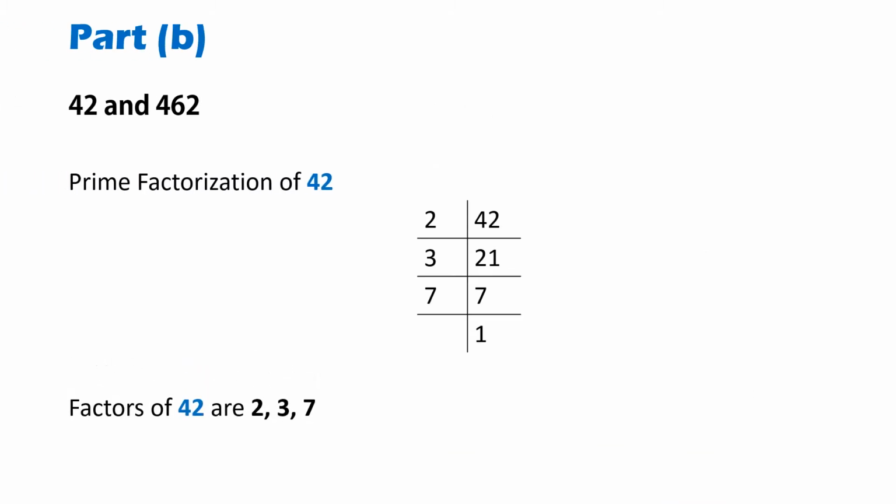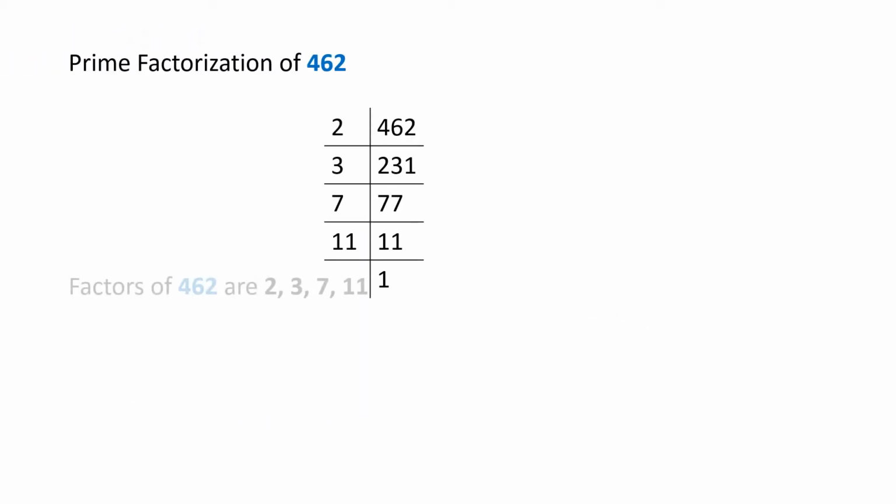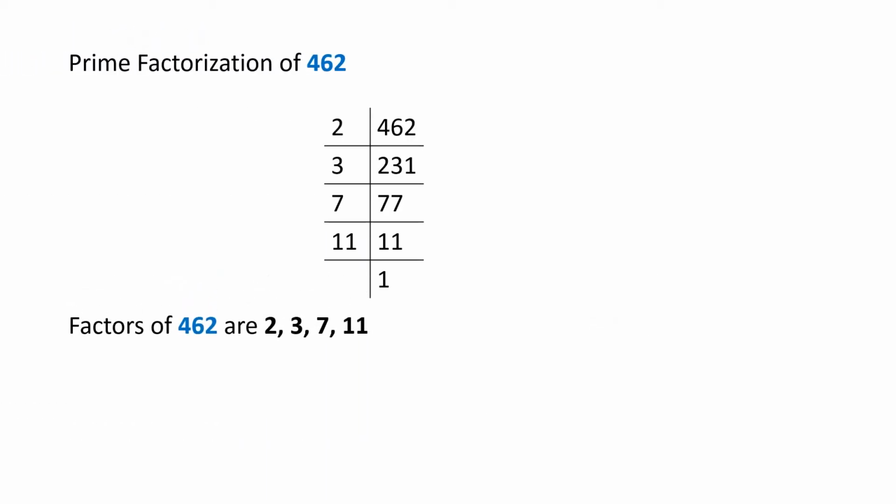Part B. By the prime factorization of 42, we have factors of 42, that are 2, 3, 7. By the prime factorization of 462, we have factors of 462, that are 2, 3, 7, 11.